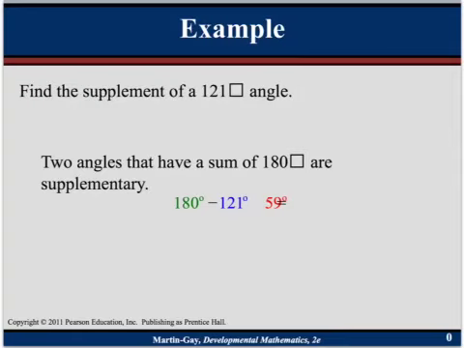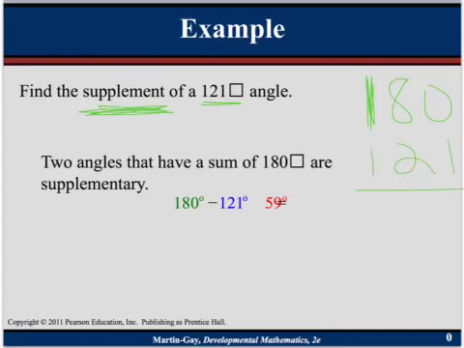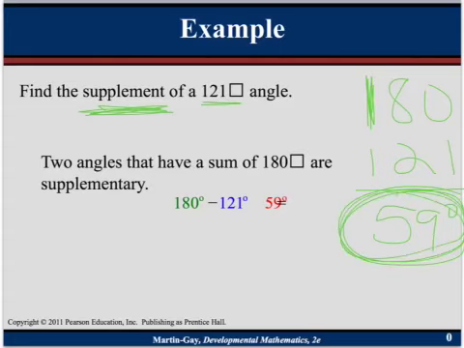Now it asks us to find the supplement. Supplement means it's going to add up to 180 degrees. So if we already have an angle that's 121, we're going to subtract that from 180 and get 59 degrees. So the supplementary angle to 121 would be a 59-degree angle, because supplementary is going to be 180.